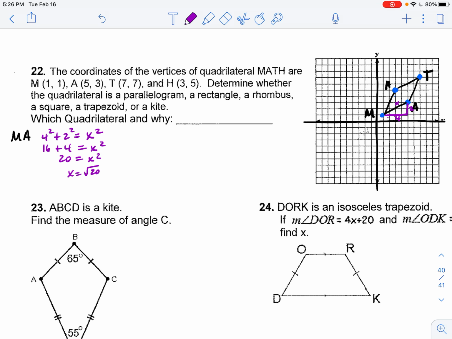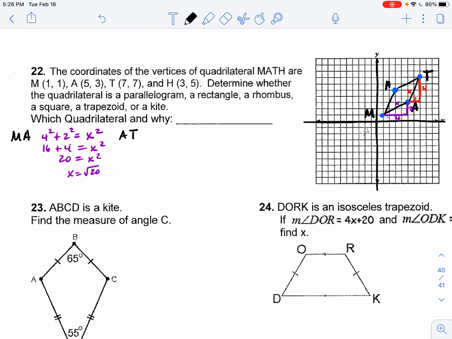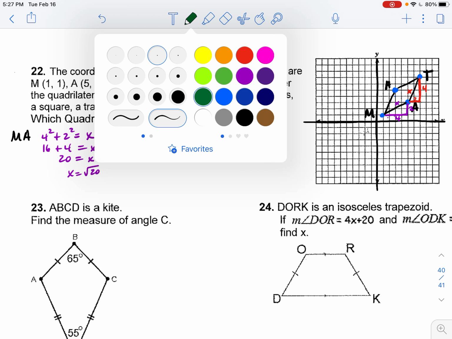All right, so now let's do the same thing with T. So I'm going to pick a different color. If I want to find the length of the diagonal from A to T, and I'm going to call this guy x right here. Let's see, the base of this triangle is 2, and 1, 2, 3, 4. All right, so I'm going to have the same length. So from A to T is also, I'm going to do this in the same color, square root of 20. That's because the sides are the same length as the triangle from M to A.